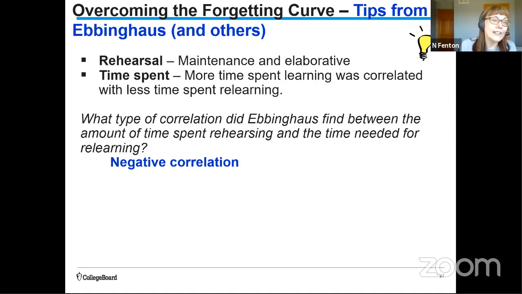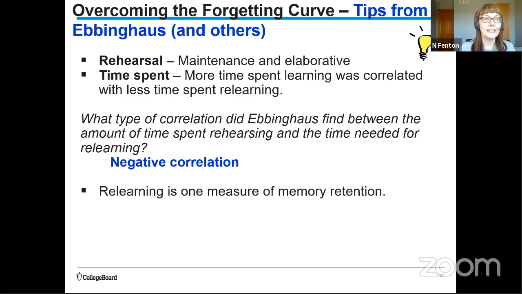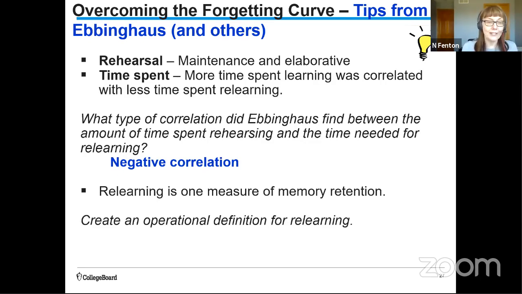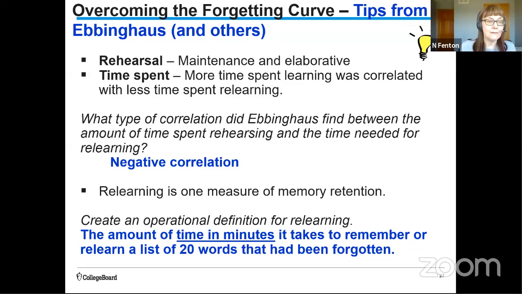And the other thing is that relearning is faster. And the more time you study and the deeper that you go the first time, especially with, say, elaborative rehearsal, relearning will be easier. So relearning can be used as a measurement of memory retention. So if you were to create an operational definition for relearning, what might that look like? How could you measure, quantify relearning? You might want to say the amount of time in minutes it takes to remember or relearn a list of 20 words that had been forgotten. So you want to have that time and then be specific, say in minutes or seconds, days.